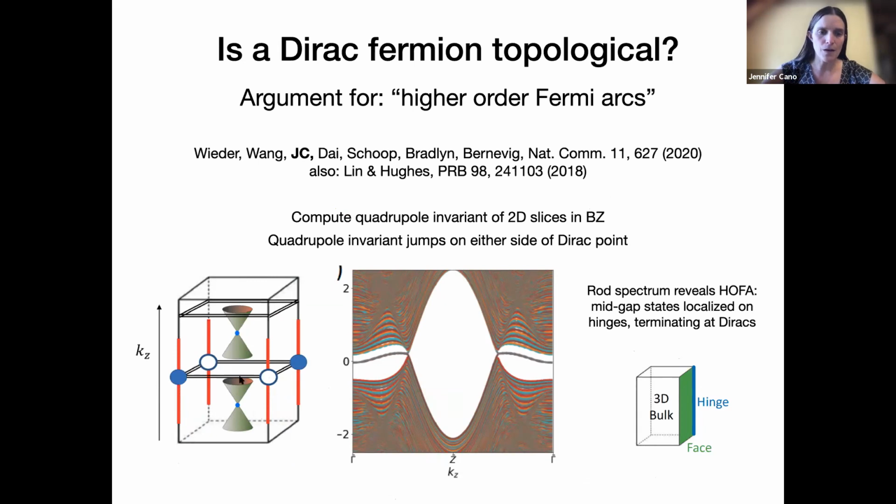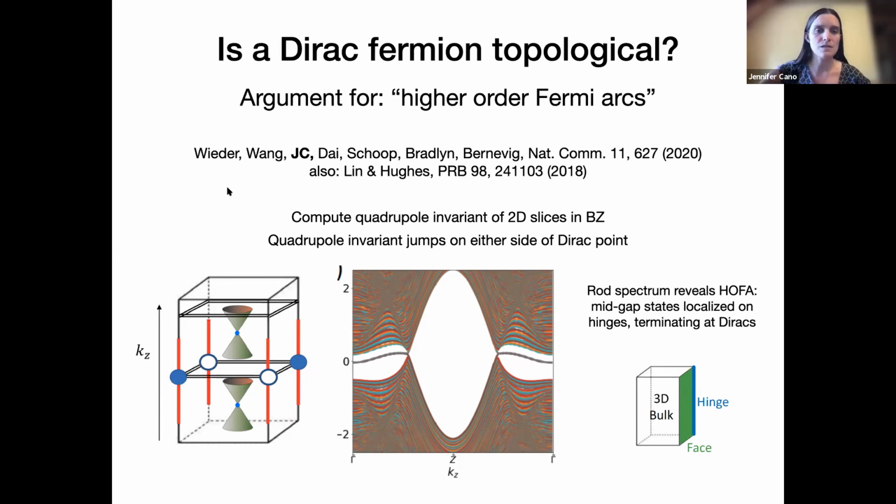And so for any 2D slice of this material, which is perpendicular to the z-axis, I can ask, what is the quadrupole invariant of that slice? And that answers the question, does it have corner states or does it not have corner states?